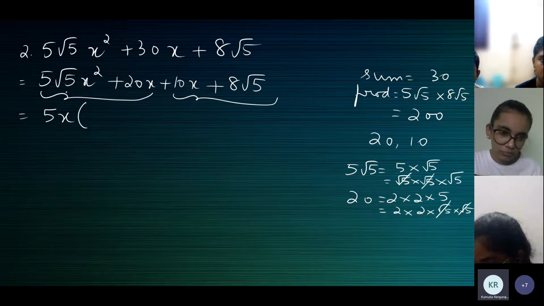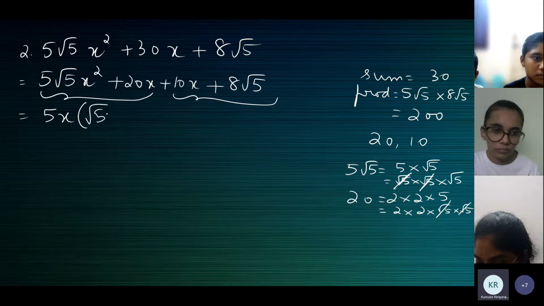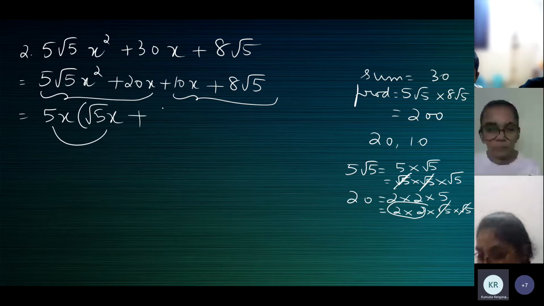Now 5x into what will give you the first term? Come back here. We have taken out this common. So in the bracket, you must write root 5 and x. Now you multiply these two, you will get the first term. Plus, you know 5 4s are 20. You can also see it here, these two factors, 2 into 2 is 4. So 4. Close the bracket.